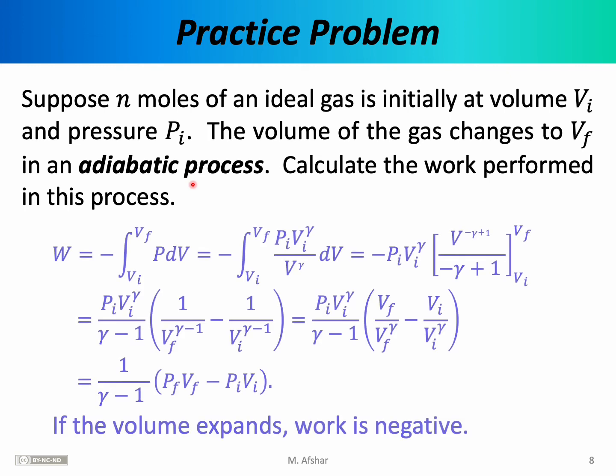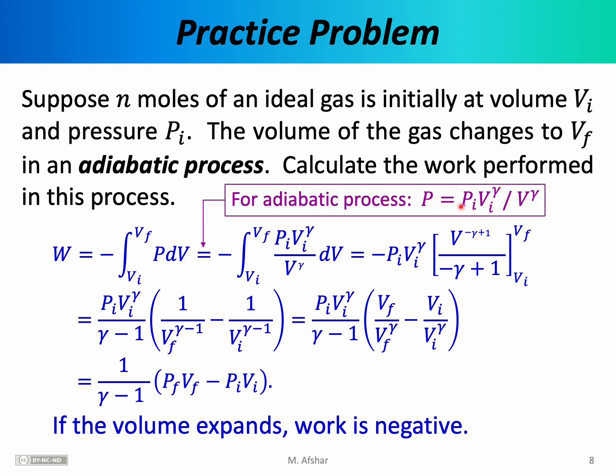Calculating the work in this process is now a little more complicated, but once again, we start with minus the integral of P dV. For an adiabatic process, we need to now know that the pressure can be expressed as P initial times V initial raised to the gamma divided by V raised to the gamma power. Gamma is a constant known as the specific heat ratio. We'll learn a lot more about gamma in later lectures. We'll learn how to calculate it. But for now, what's important is that gamma is simply a constant.